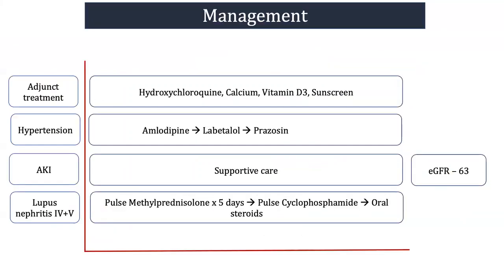In our index child, for lupus nephritis class 4, we went ahead with pulse methylprednisolone at a dose of 30 mg per kg for 5 days, followed by pulse cyclophosphamide at 500 mg per meter square, and we started oral steroids at 1 mg per kg. For the AKI, we continued with supportive care. The child required multiple antihypertensive medications for stage 2 hypertension, and we started adjunct therapy of hydroxychloroquine at 5 mg per kg per day with calcium, vitamin D, and sunscreen application.